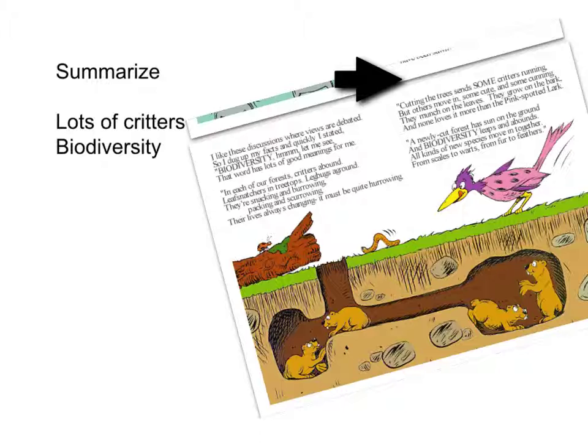Cutting the trees send some critters running, but others move in, some cute and some cunning. They munch on the leaves, they grow on the bark, and none loves it more than the pink-spotted lark. A newly cut forest has sun on the ground, and biodiversity leaps and abounds. All kinds of new species move in together, from scales to warts, from fur to feathers.